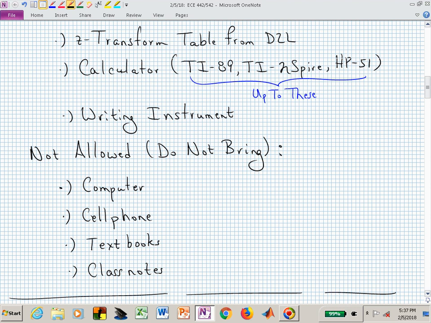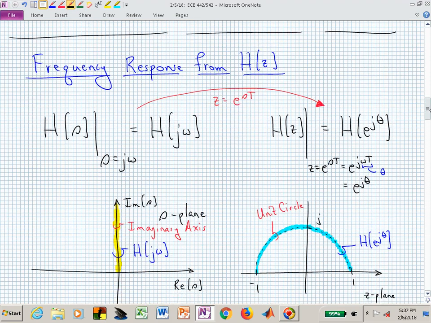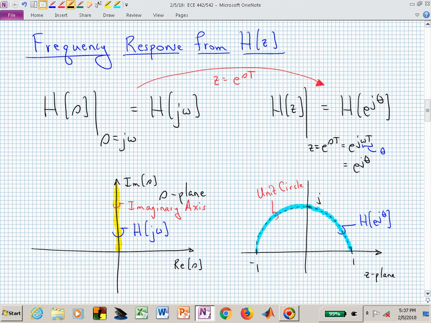What's not allowed: you won't have a computer, you won't have your cell phone, you won't have textbooks, and you don't have class notes. That's the process for exam number 1. Now let's get into the material.